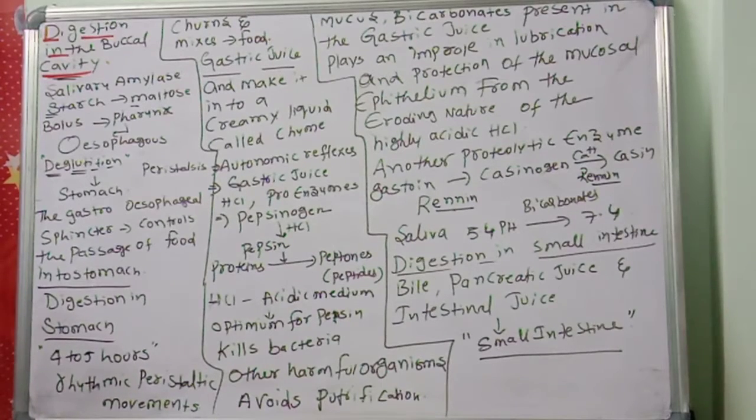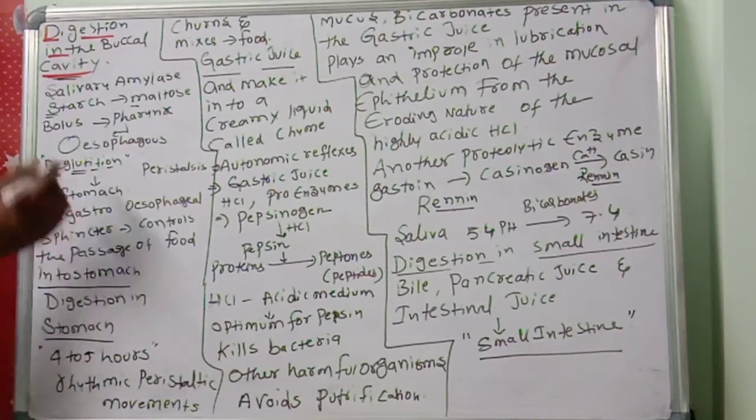When you hear, see, smell, and taste, as well as through mechanical stimulation, reflex action will take place. You know very well: saliva, salivary amylase, mucus. They digest the food. Mucus is helpful for mastication and also swallowing. Different things will be there. At last the bolus will form. Like that we discussed, right?